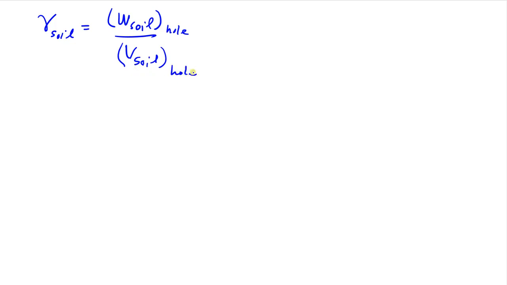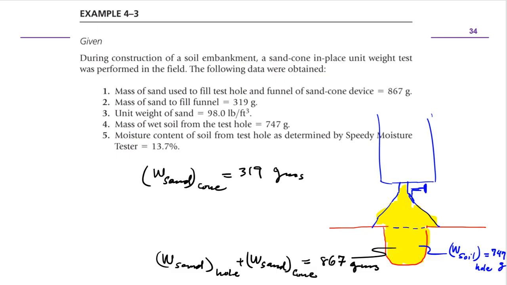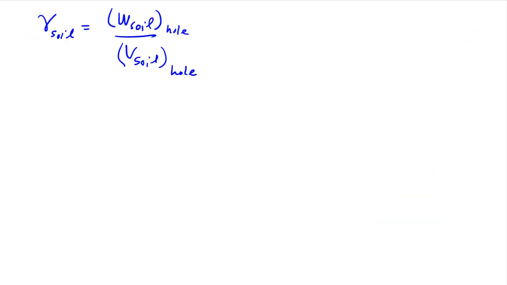So how can we find the unit weight of the soil? First we have to look at the volume. The unit weight of soil will be equal to the weight of soil divided by the volume of soil, and we are excavating it from the hole, so we are taking everything with reference to this hole. Now the weight of soil from the hole is already known to us, which is 747. The only problem is to find the volume. How to find the volume?